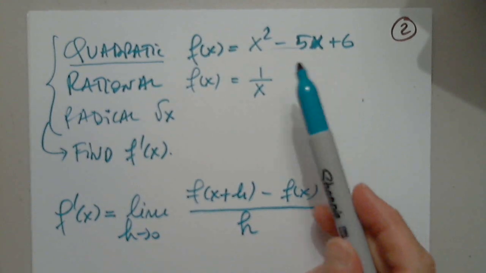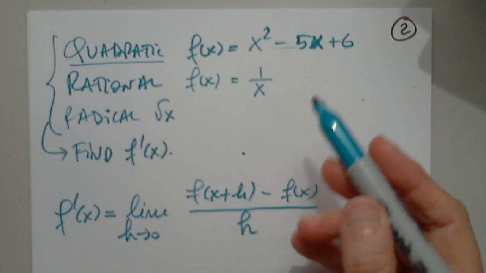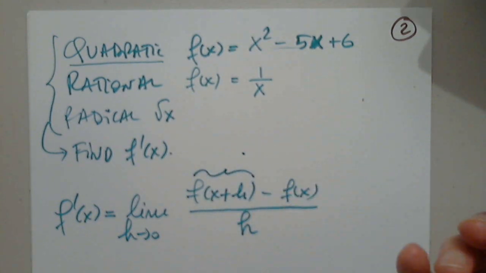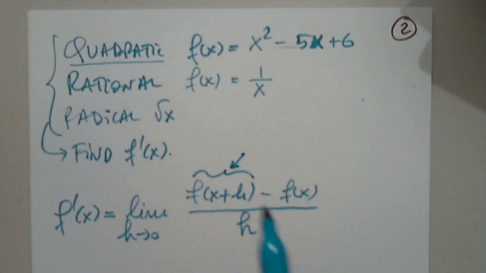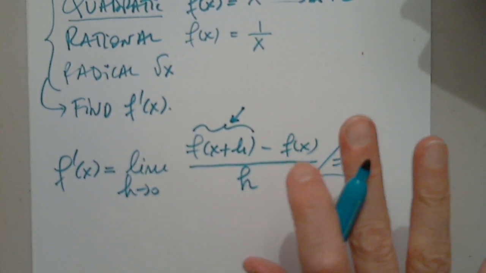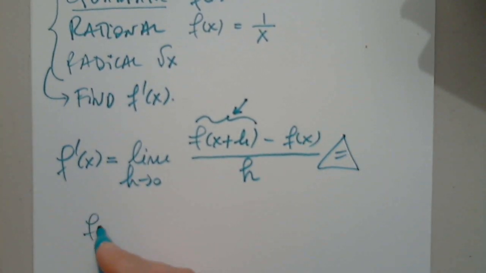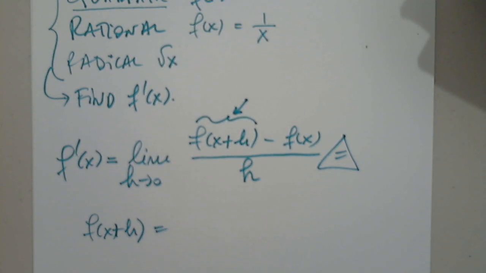So now we're going to work on f of x. The only thing with a quadratic function that is somewhat difficult is finding this, because it requires some work and some algebra. So in order to find this for x squared minus 5x plus 6, I'm just going to do this and wait. So can anyone tell us how to write f of x plus h for x squared minus 5x plus 6? How do I write that? And then we'll simplify it.